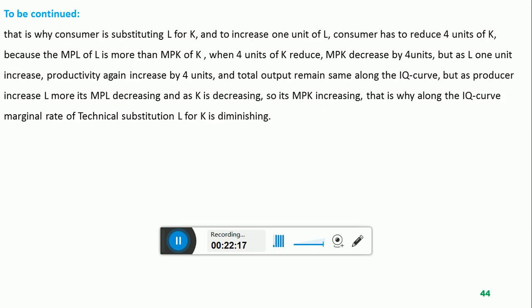So the reason why this rate of substitution is diminishing along the isoquant curve is this: when labor increases, its productivity will decrease, and when capital decreases, its productivity will increase, because now labor will be available, but machines will not be available. To avoid this situation, producer decreases the rate of substitution along the isoquant curve.